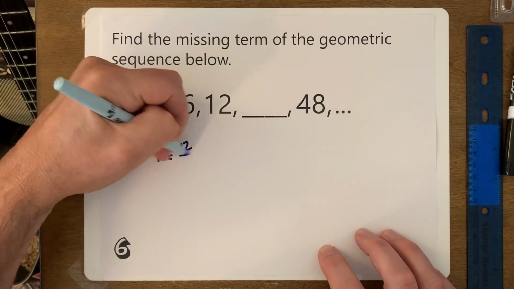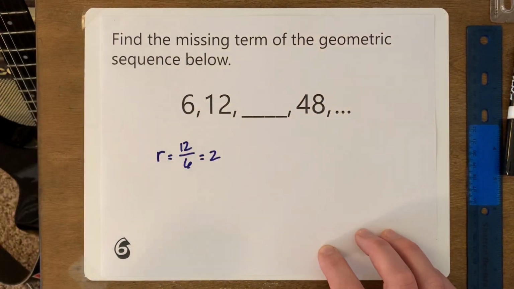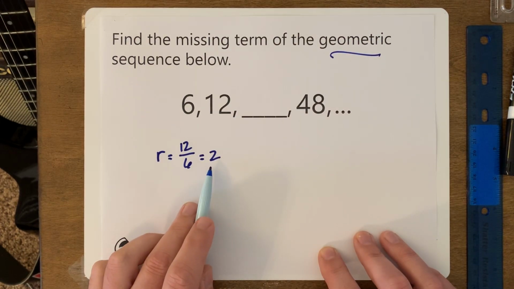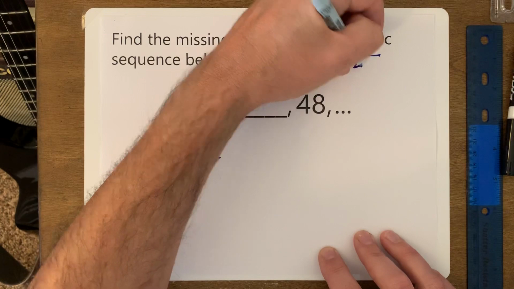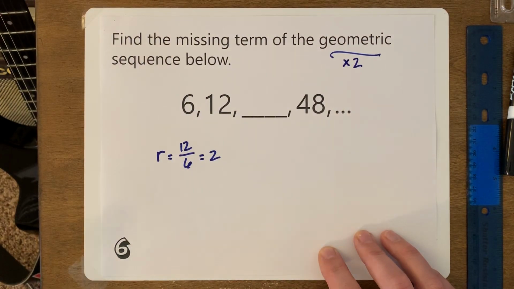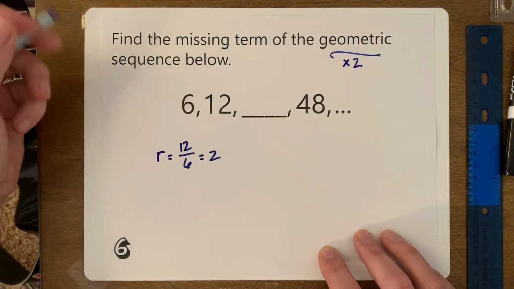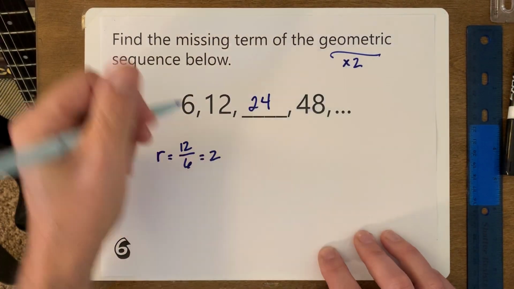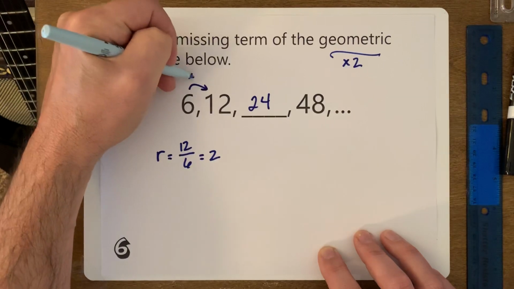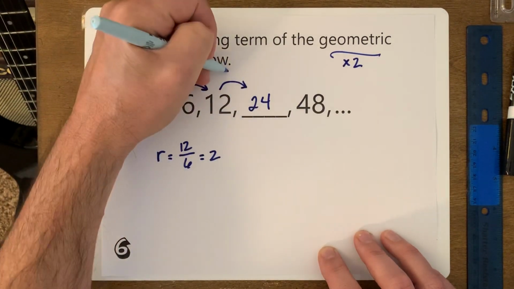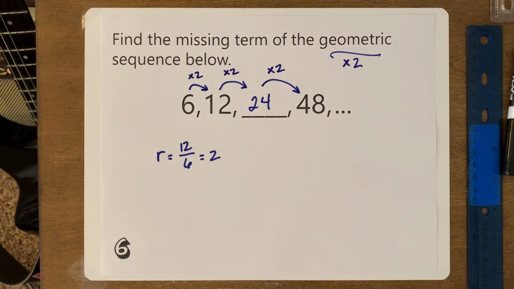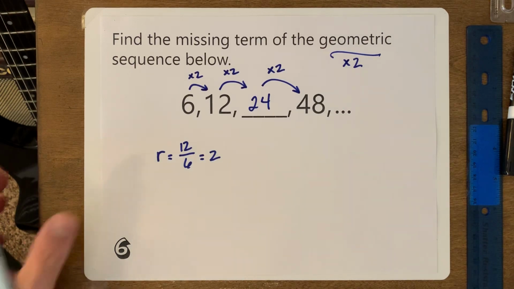So 12 divided by 6 is 2. And what that means is, if it's geometric, we're multiplying by 2 each time. So to get the next term, we just multiply by 2. 6, 12. 12 times 2 is 24. 24 times 2 is 48. And so we're just basically multiplying by 2 each time. And that's how geometric sequences work. And so 24 would be the number we would put into the blank there.